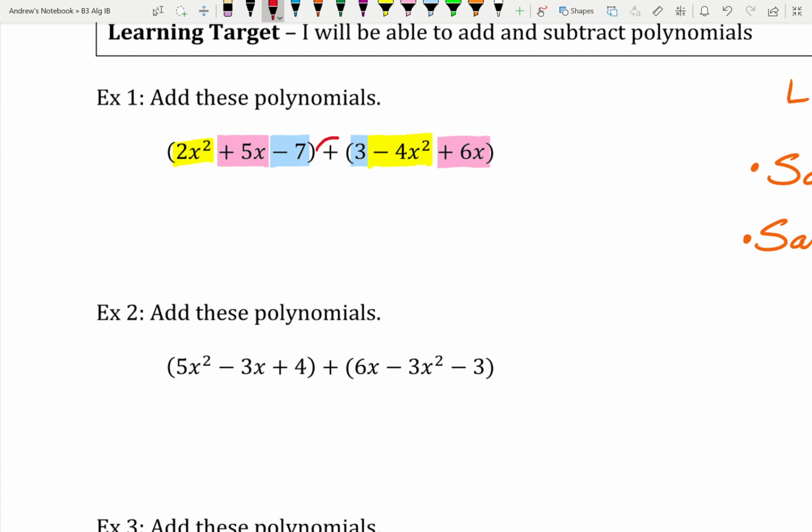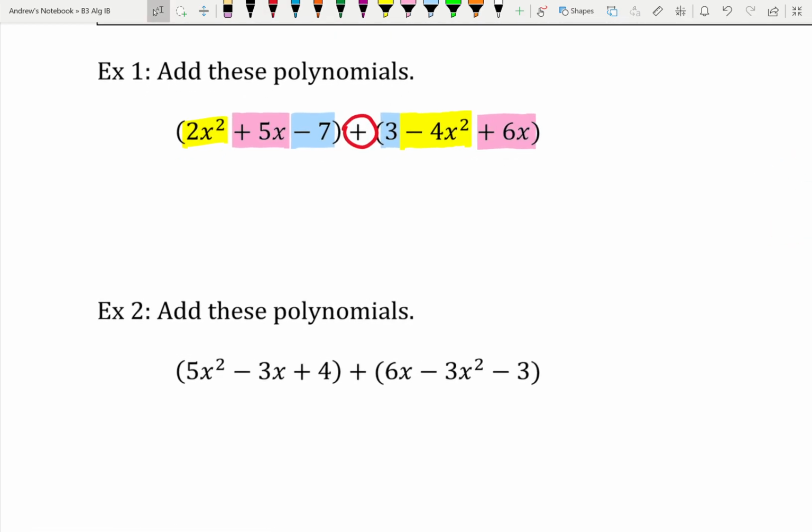I'm looking at the symbol in the middle. That's telling me that I'm adding these together. So I've got good news: when you're adding, you don't need to do anything fancy. I'm just going to take the like terms and smush them together based on what it looks like I'm doing with them. For the terms in yellow, I've got 2x squared and a minus 4x squared. So 2 minus 4 brings me down to negative 2x squared.